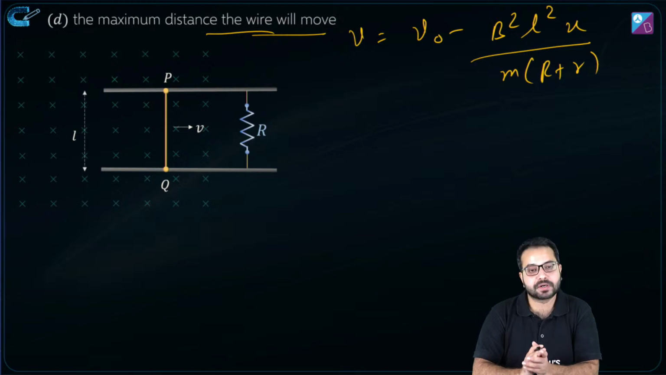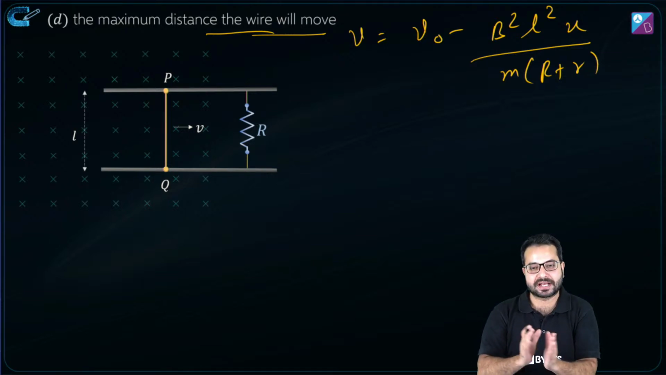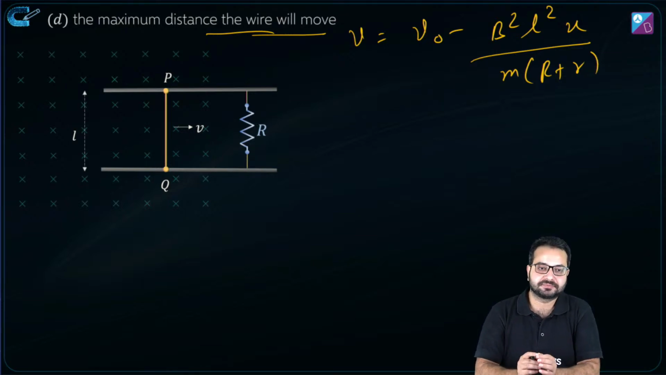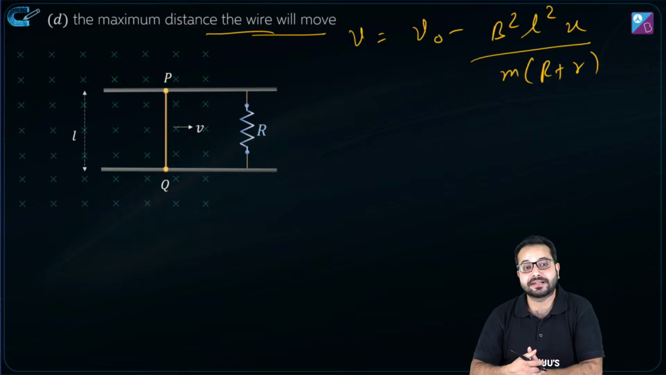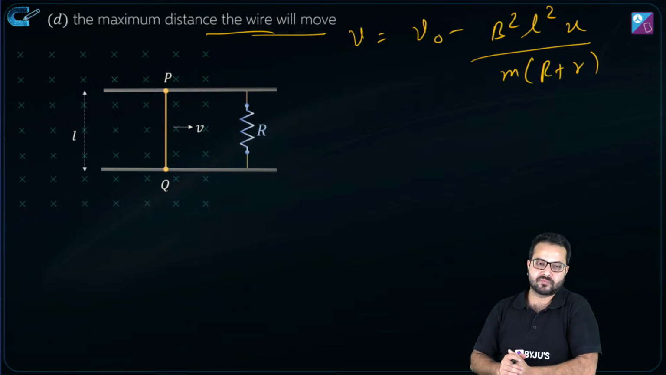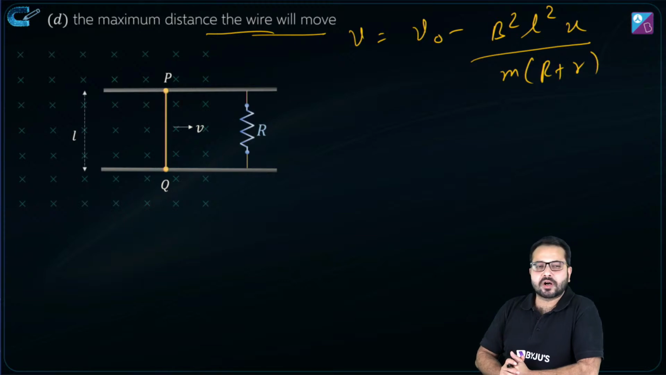Alright, so in this particular part, what we have to find out is the maximum distance the wire will move. How can we figure that out? Any hints that you can give me? Think about it. The velocity of the wire is... when kinetic energy is 0... we don't have to go to kinetic energy. What makes kinetic energy 0?